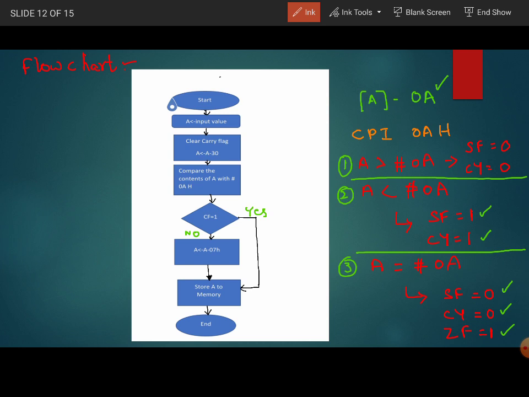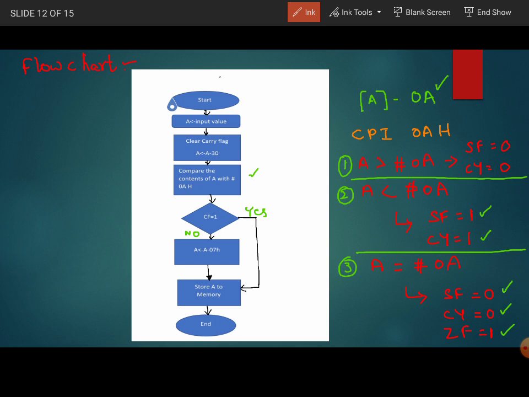So coming back to the flow chart. So compare the content of accumulator with 0AH, with the immediate data 0AH. So if carry flag is equal to 1, carry flag is equal to 1 means what? When the accumulator content is less than 0A. So when accumulator content is less than 0A, directly store the result. Store the result in the accumulator register to memory.